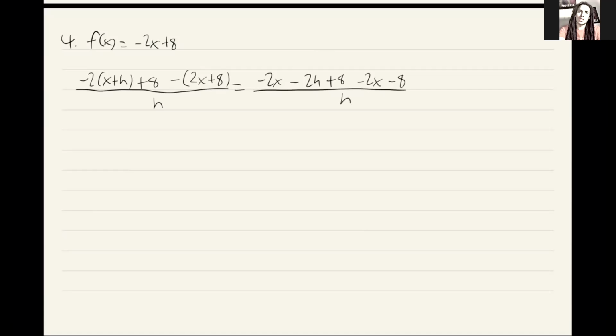And the minus the negative 2x. Gotta make that important distinction. So all the values that don't have an h are gone. The 2x's cancel, the 8's cancel. So therefore all that's left is negative 2h over h. We can factor out the h's, and the difference quotient is negative 2.